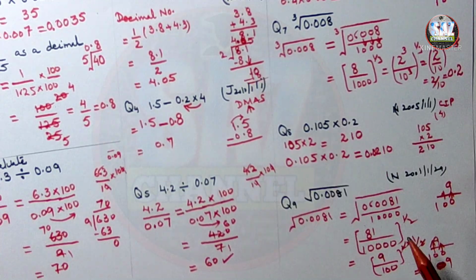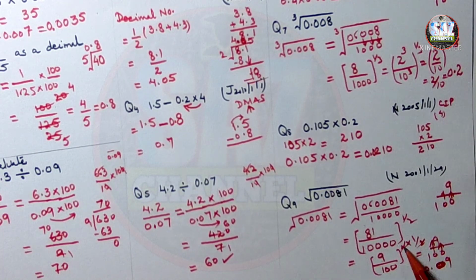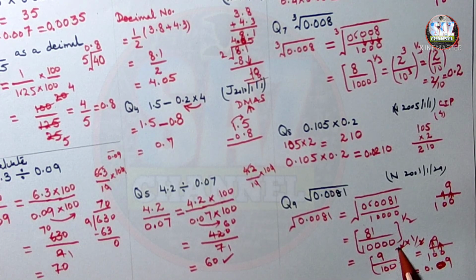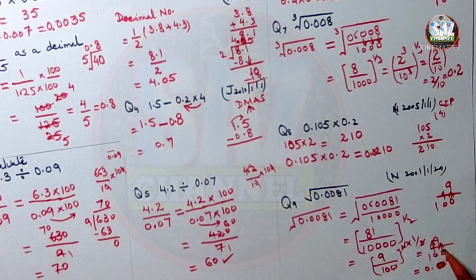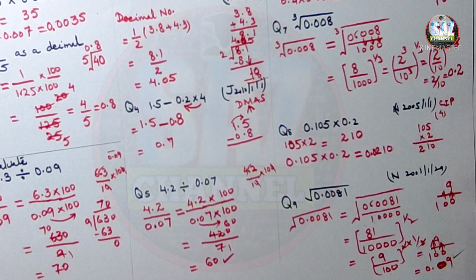Now look, 81 over 10,000. Now 81, what is the number whose square is 81? That is 9 square upon 100 square. Now this power 2 will be cancelled with this power 2, and I will have 9 over 100, and that can be easily written in the form of a decimal, 0.09.